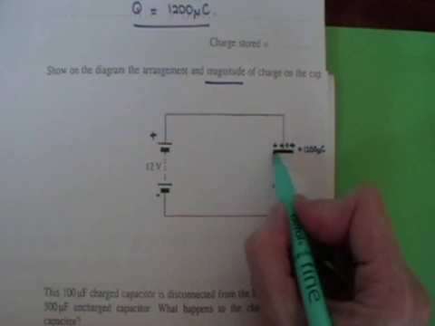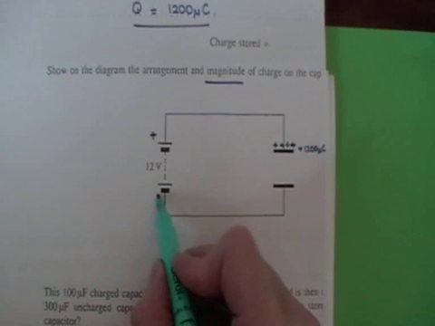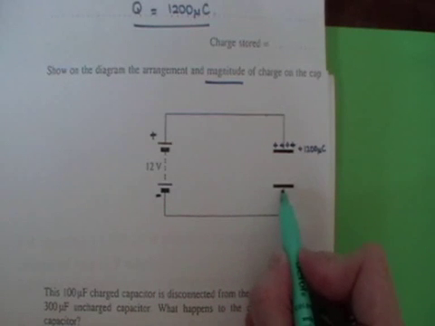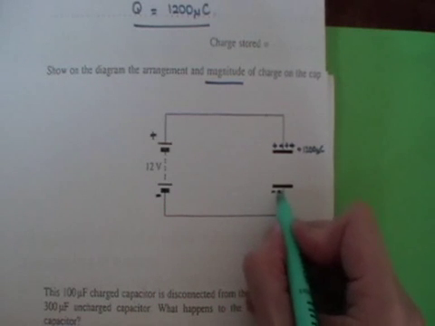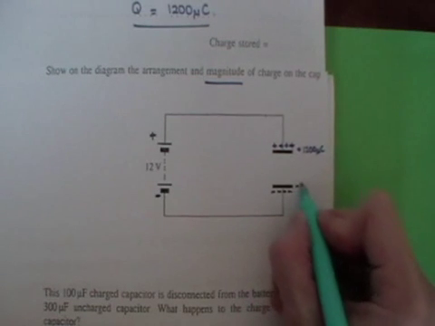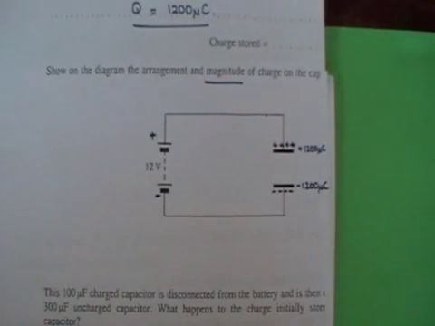And therefore, if electrons leave this, then this becomes positively charged. The electrons then from this side of the battery are going to be deposited onto this side of the capacitor, and so you're going to end up with an equal amount of positive charge on the other side, and it has a charge of magnitude minus 1200 microcoulombs.